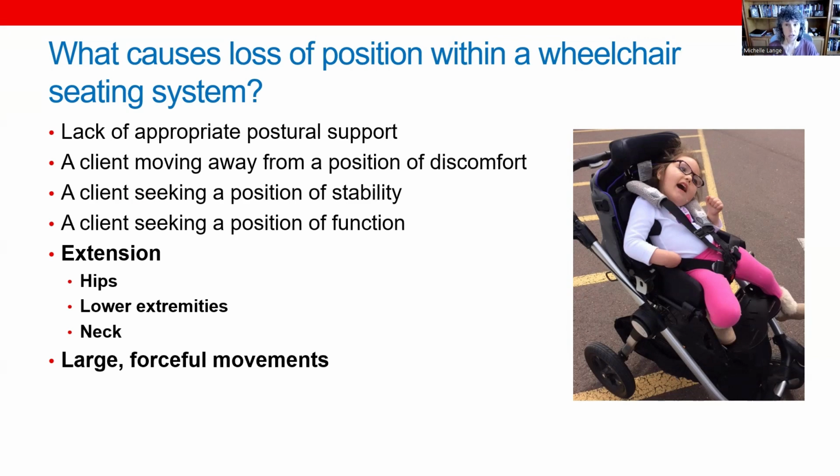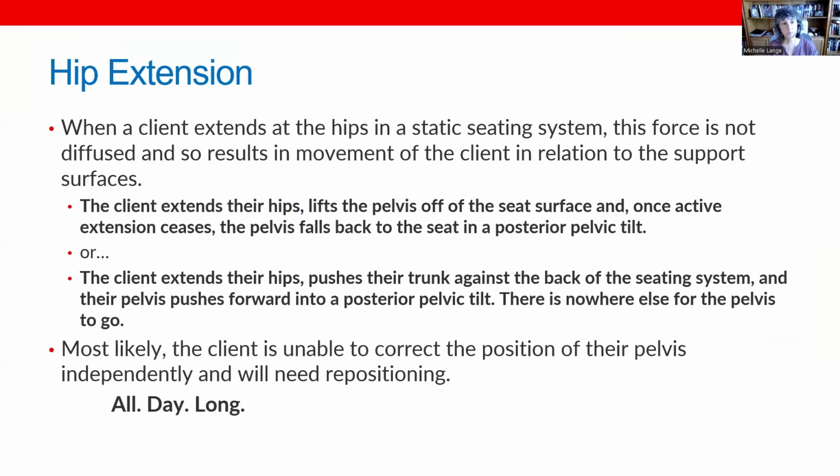They might extend at the hips, the lower extremities, the neck, and there can also be, in combination with this or separately, large and forceful movements. Now, when a client extends at their hips within a static seating system, one that will not move in response to their forces, then that force is not diffused. And so the client does move, but in relation to the support surfaces. So now they've lost their position.